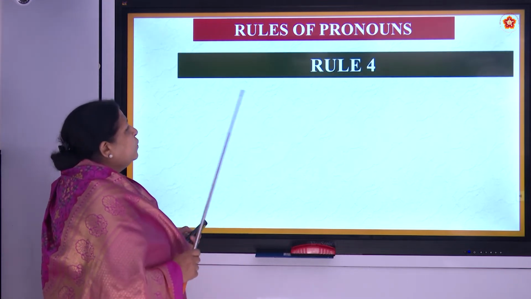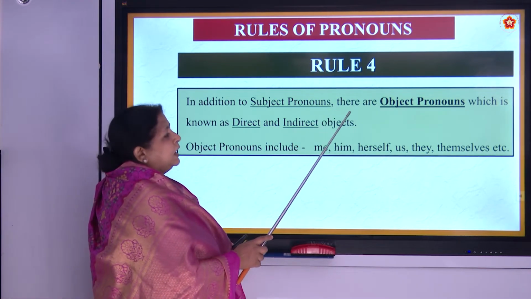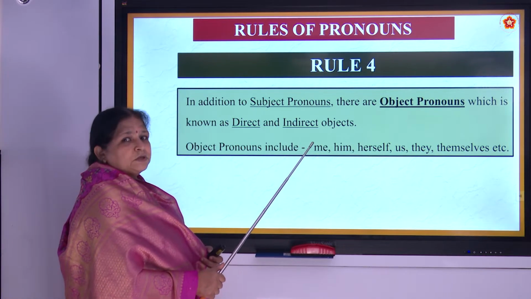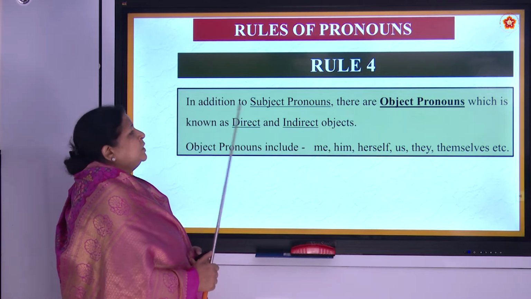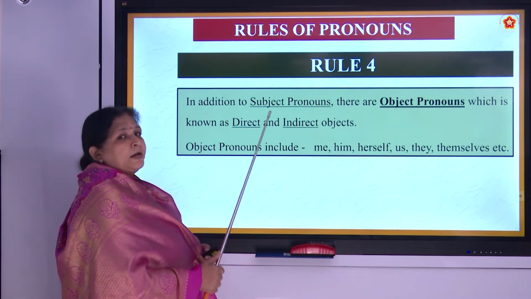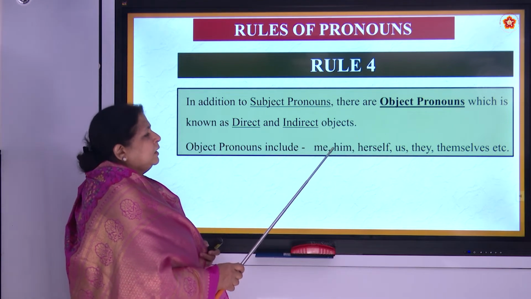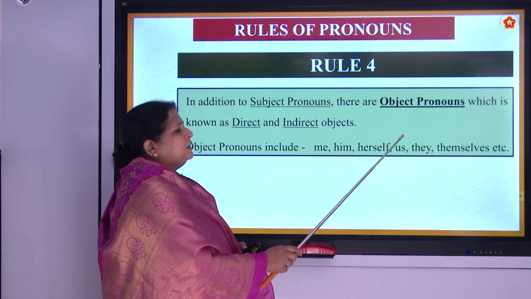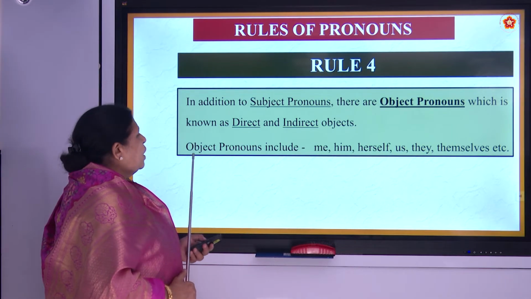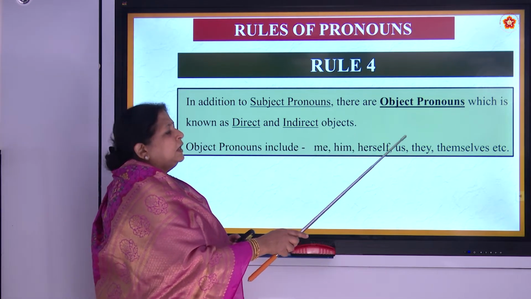Rule number 4. In addition to subject pronouns, there are object pronouns which are known as direct and indirect objects. Now, object pronouns include me, him, herself, us, they, themselves, etc. So, you have to make a note of all this.